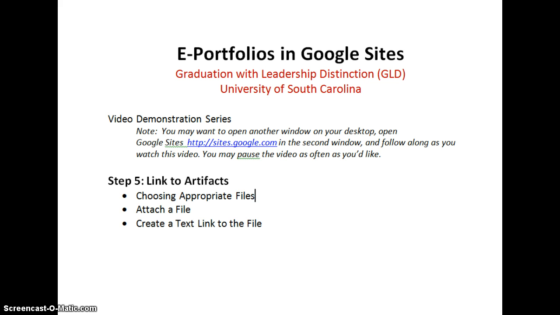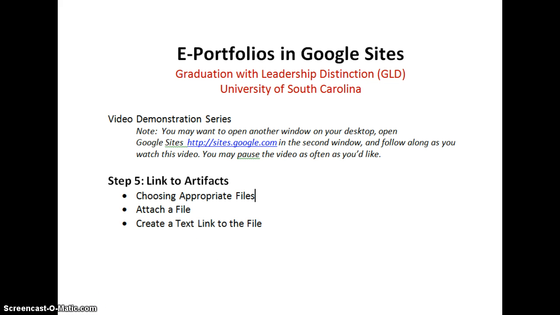This is the last of the little videos to walk you through making your ePortfolio in Google Sites. In step 5, we're going to be doing links to artifacts, and we'll talk very briefly about choosing appropriate files. We'll attach a file, and we will also create a text link to the file if you want to.